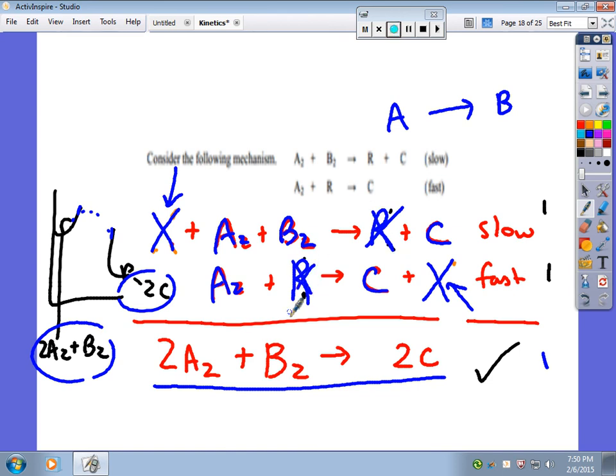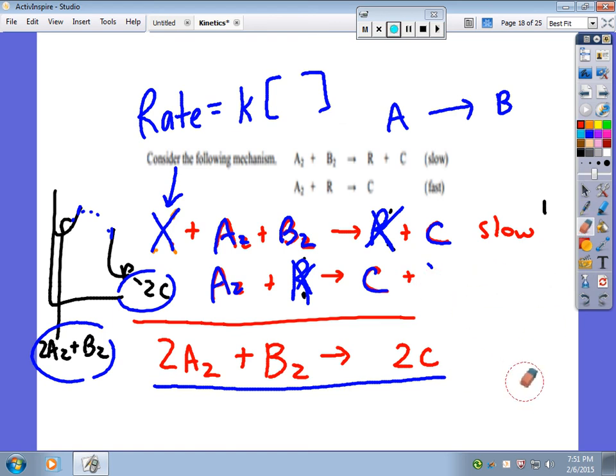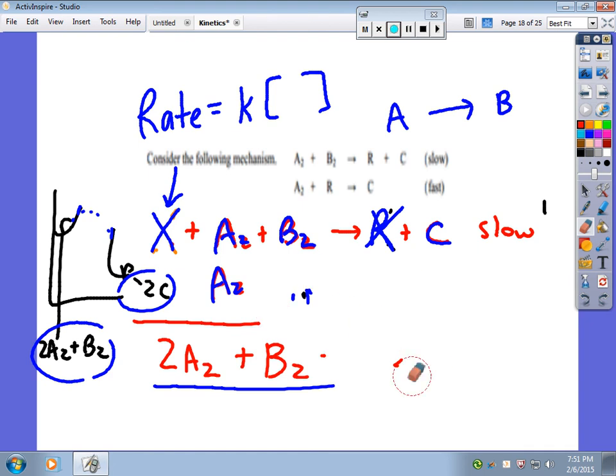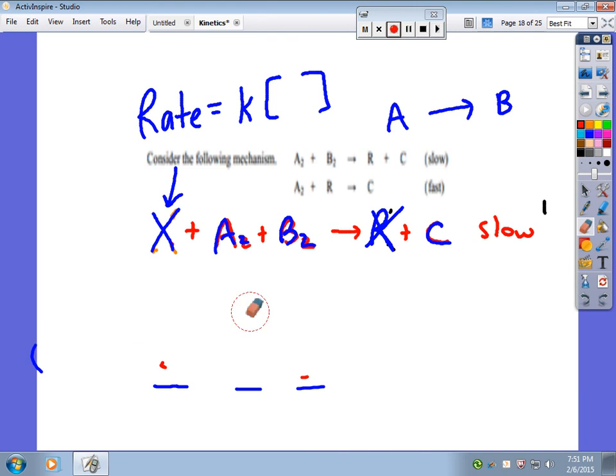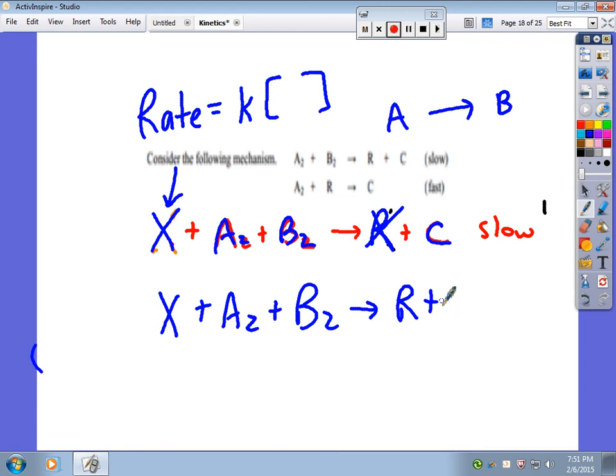Now, what would my rate law be? My rate law is this format. Remember, not concentration over time, but baby k. And I'd have whatever to a power. Now I've got to look at what step? Not my fast step. I need to look at my slow step. So I'm going to erase everything else because this is too confusing to look at all this stuff. And my slow step, without everything crossed out on it, said this. I'm going to recopy it so you can see it. X plus A diatomic, B diatomic, makes R plus C. That was my slow step.